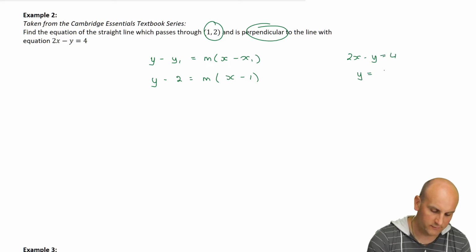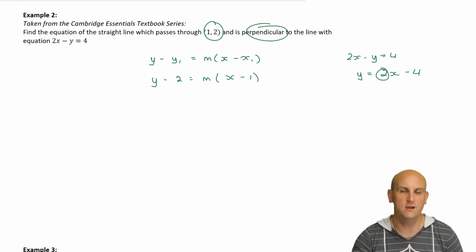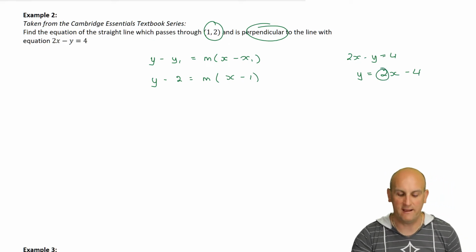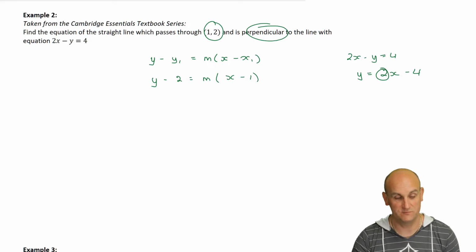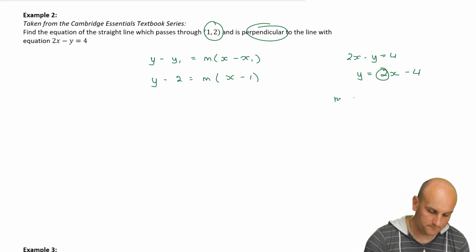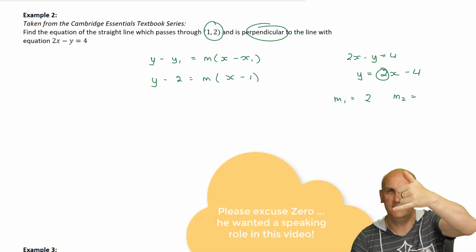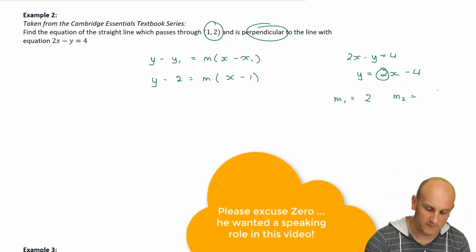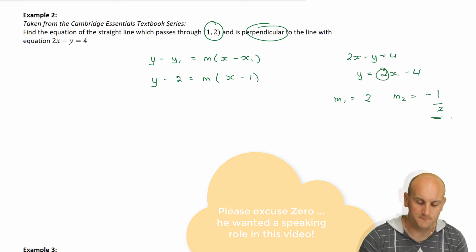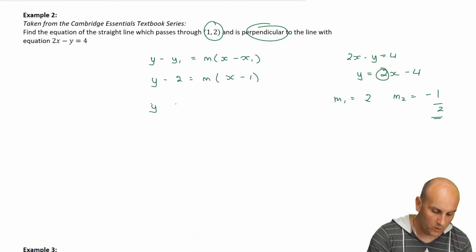And so I know that they can rearrange to 2x minus 4. But I don't want it to be parallel to that. I want it to be perpendicular. So if I know that m1 is equal to 2, then my gradient is equal to flip it and change the sign. So that becomes minus a half. So substituting that in gives me y minus 2 is equal to minus a half (x minus 1).